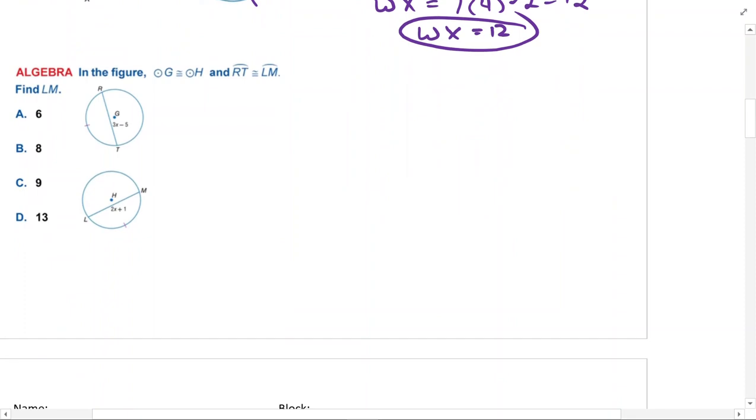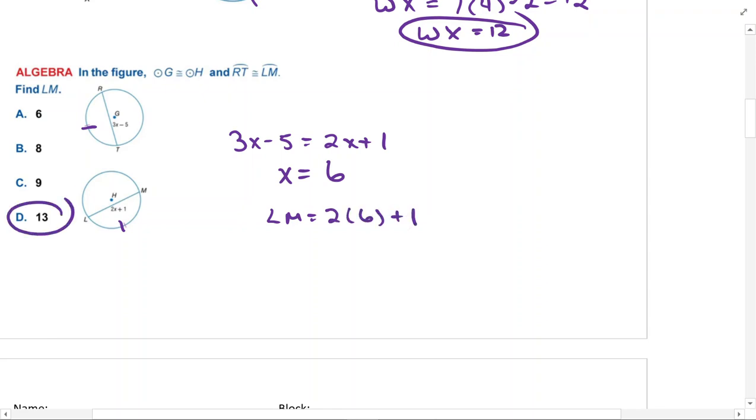In the next problem, we're told again that the circles are congruent and that the arcs RT and LM are congruent, which makes the chords congruent. So we're going to solve for x again. 3x minus 5 equals 2x plus 1. So x equals 6. We want to find the length of LM, so we would plug it in. 2 times 6 plus 1 would give us 13.